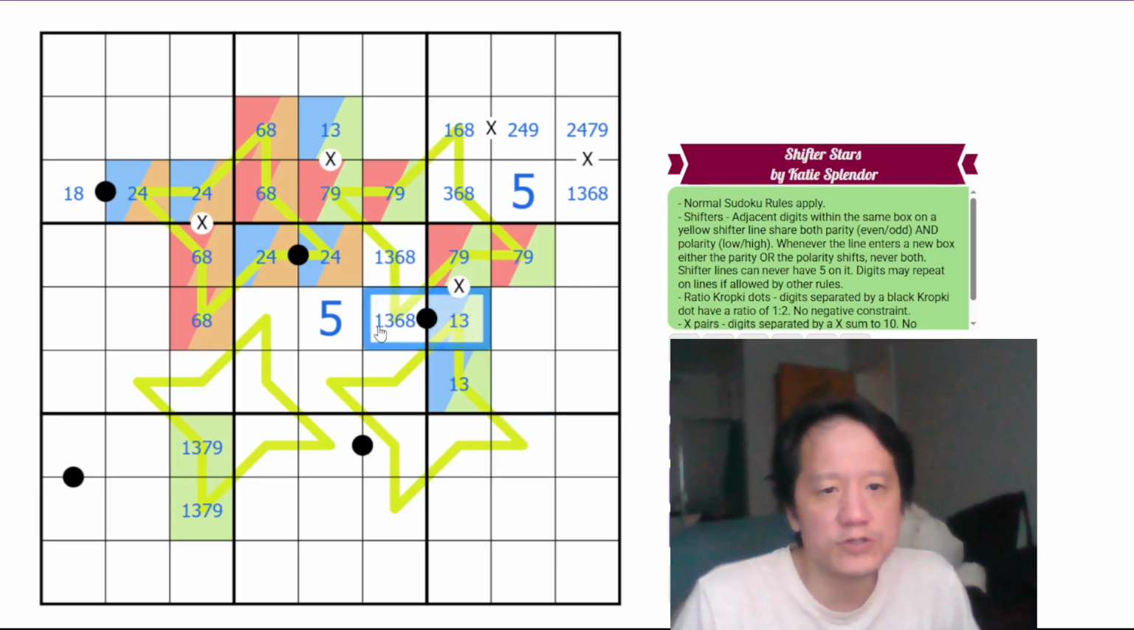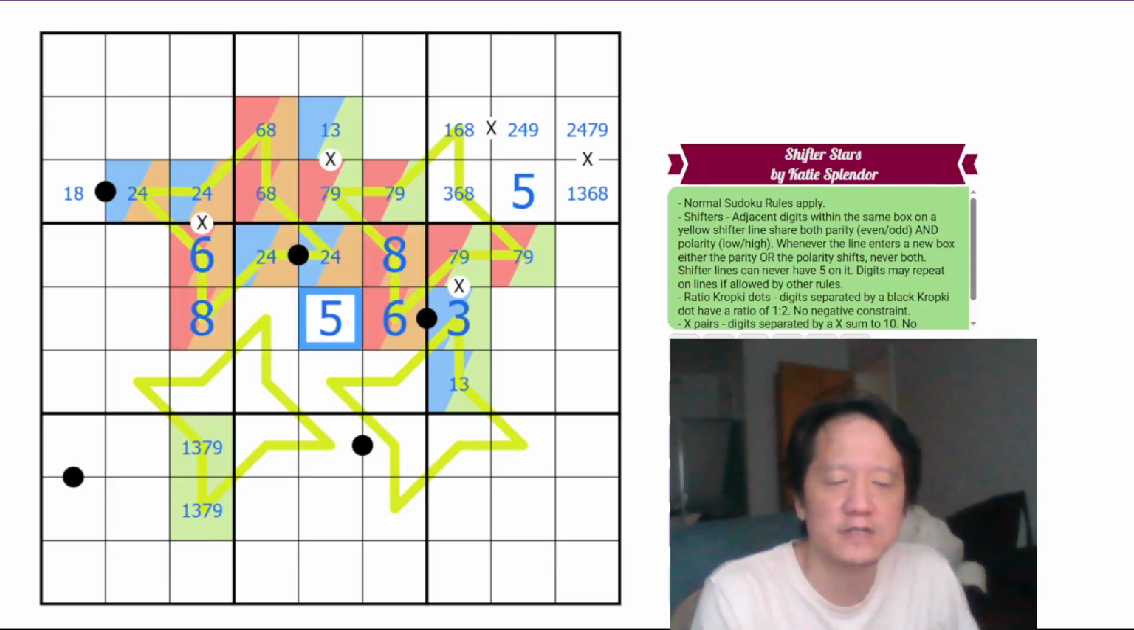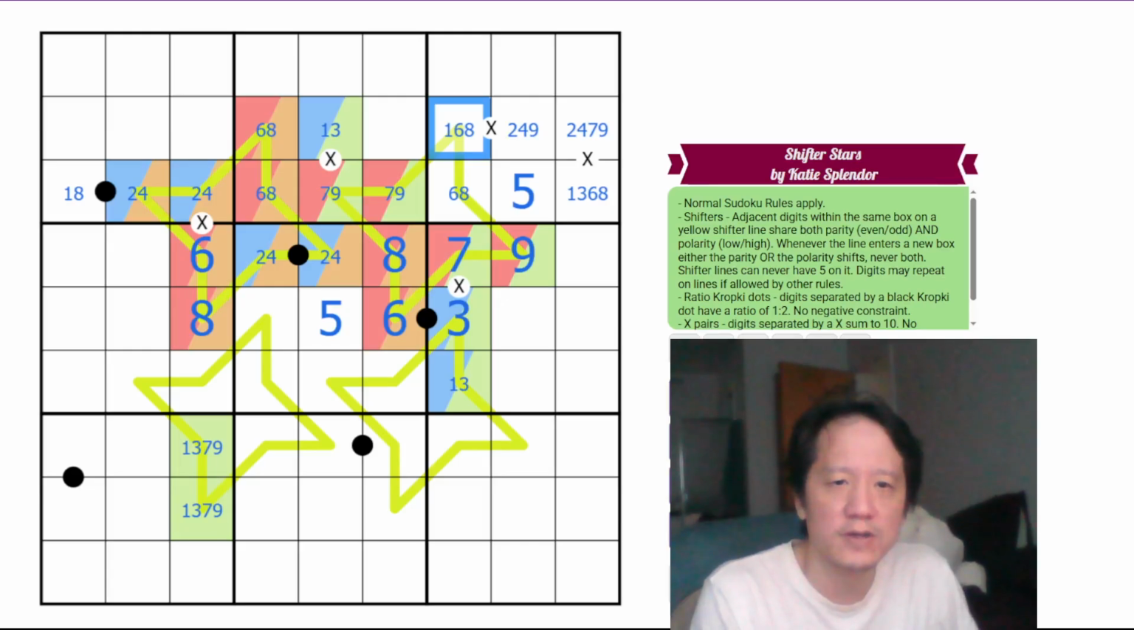These are in a 1 to 2 ratio. Therefore, since these are odd, these must be even and high. So it has to be 6 and 8. And the only combination that works is 6 here and 3 here, and this is 8, which makes this 6 and 8, because this is a 1 to 2 ratio. This 3 is next to a 7 to add up to 10. Therefore, this is 9. This can't be 3. This can't be 1 because of the 1, 3 pair in the column.